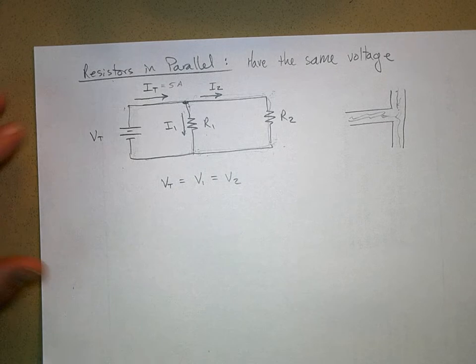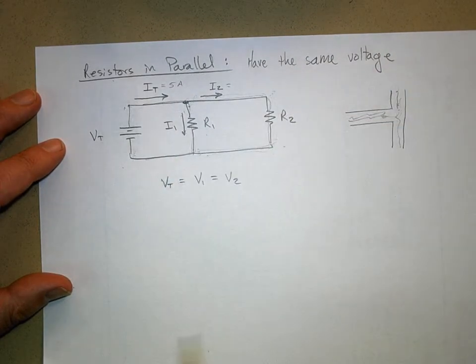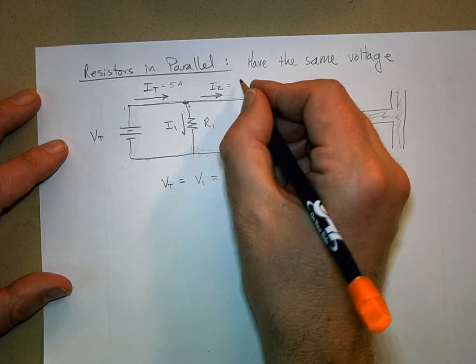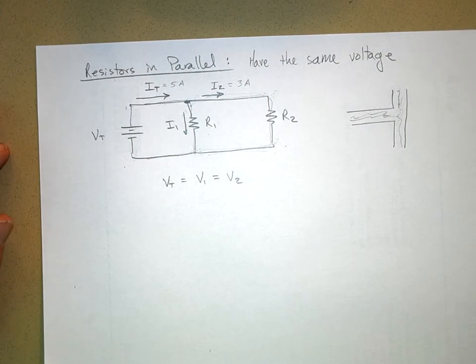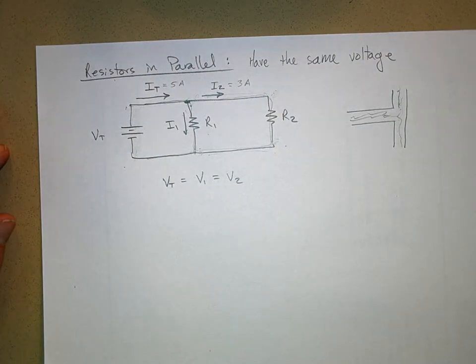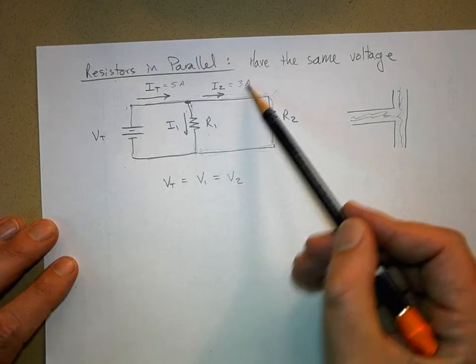Now let's say you measure this being 3 amps. Oh, I2 is 3 amps. What do you think I1 is going to be? That's correct, 2 amps is correct. Why do you think it's 2 amps? 3 plus 2 equals 5. Exactly. Because 3 plus 2 equals 5.